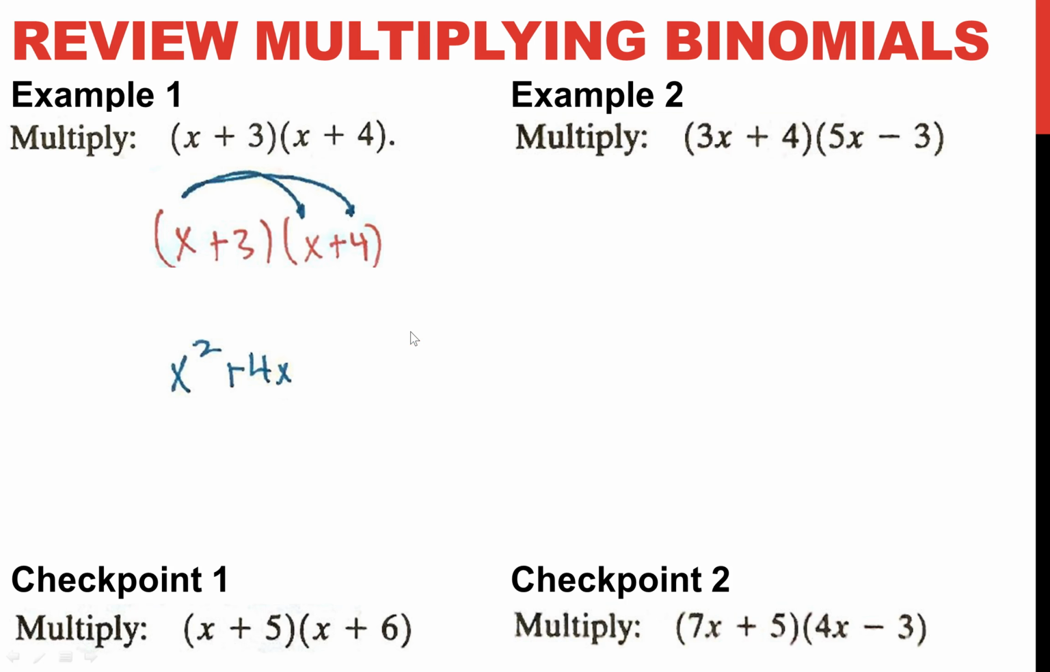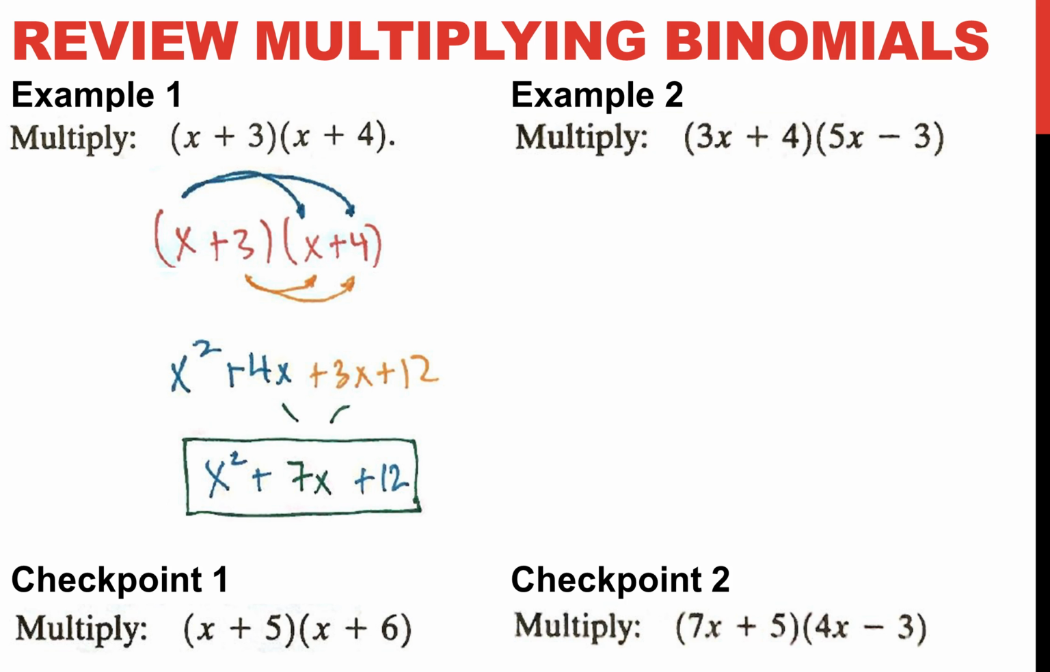Then I take the second term in the first group and I multiply it times the others in the second binomial. So I have 3 times x and 3 times 4, and of course that gives me plus 3x plus 12. Combine those two middle terms, and I have x squared plus 7x plus 12. Kaboom!